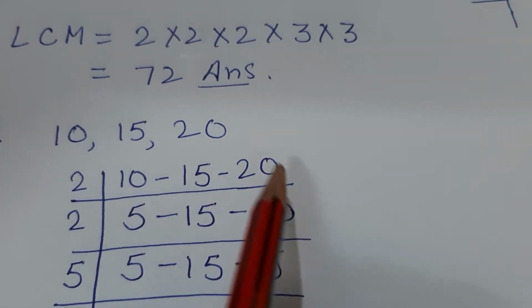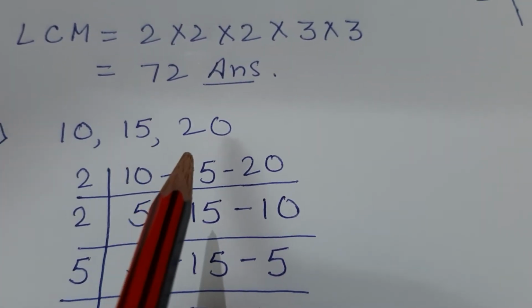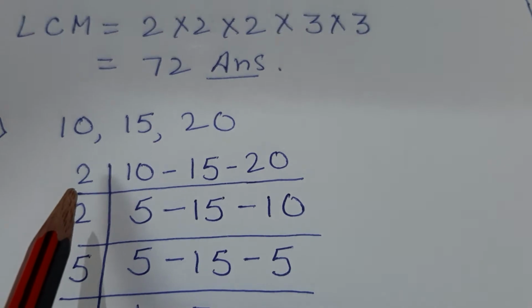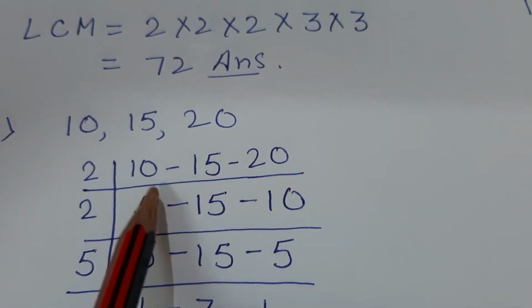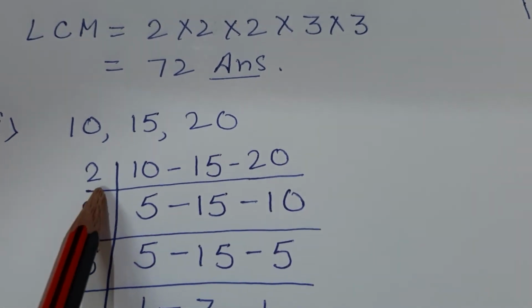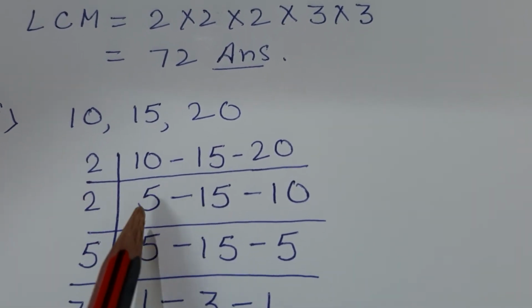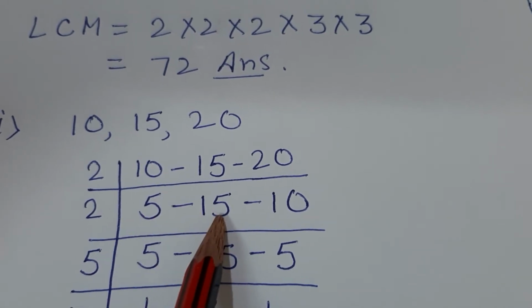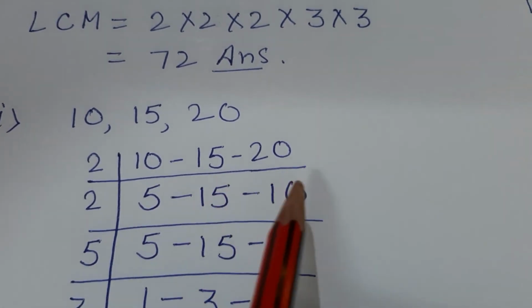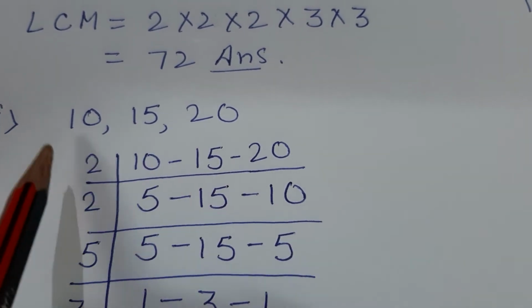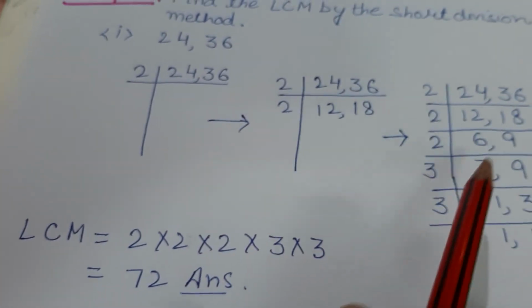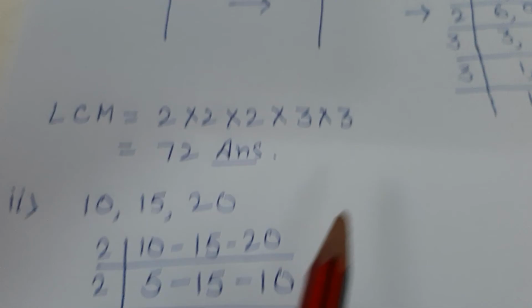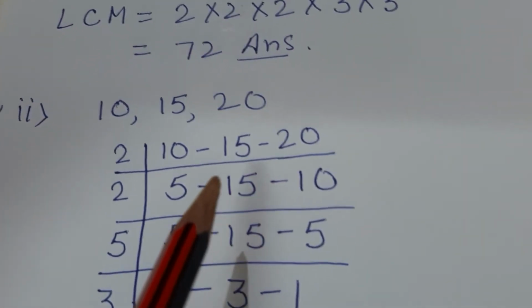I can see the common terms. If there is even any one even number, then you also have to divide by 2. Now there are two even numbers, so divide by 2. 2 fives are 10, 15 doesn't come in 2's table so it stays as it is, and 10 twos are 20. Clear? First you did it in a single term, in prime factorization, now in two terms, then in three terms. The method is the same.